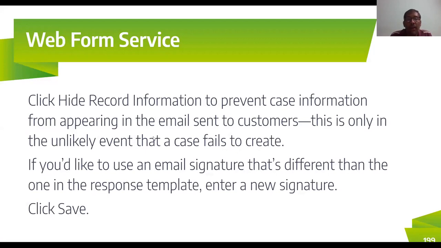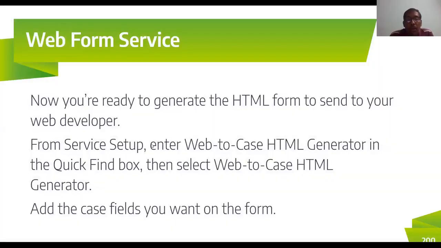Now click hide record information to prevent the case information from appearing in the emails sent to the customer. This is only in the unlikely event that a case fails to create. If the case fails to create, it will try to prevent the case information from appearing in the email sent. If you would like to use an email signature that's different than the one in the response template, enter a new one. Then in case you want a separate email signature, you can add it and then click on save. Now we are ready to generate an HTML form to send to your web developer.